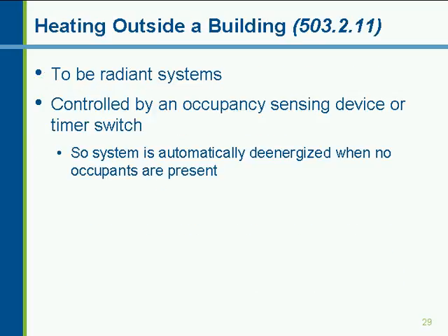There are requirements for heating systems located outside a building, and these have become very popular now with bans on smoking in bars and restaurants. Many of those applications have set up exterior areas for smokers, and many of those are heated. So those types of systems need to be radiant systems. They need to be controlled by either an occupancy sensor device or a timer switch. And the intent here is that the system does not run when there are no occupants present.